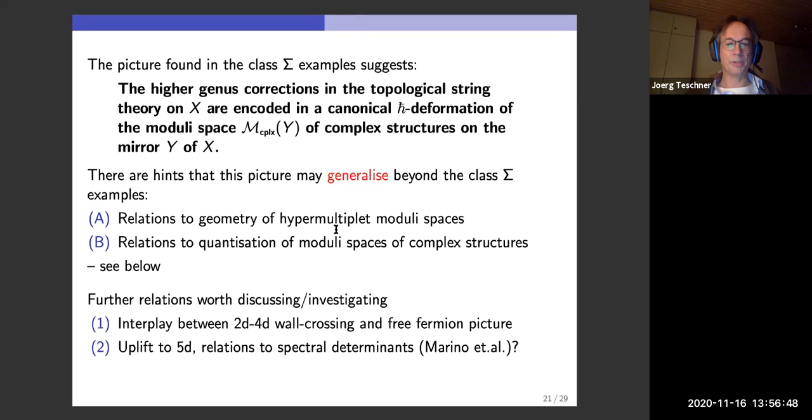I briefly want to mention some relation to work of Piolin et al., who had set up a program to describe the geometry of hypermultiplet moduli spaces where very similar objects and structures appear. And then, as an invitation for discussions, discuss some relation to the quantization of moduli spaces of complex structures. So far, we have not really seen quantization of moduli spaces of complex structures yet, except perhaps for the notion of the quantum curve itself. But the moduli space itself, in some sense, remained classical, right?